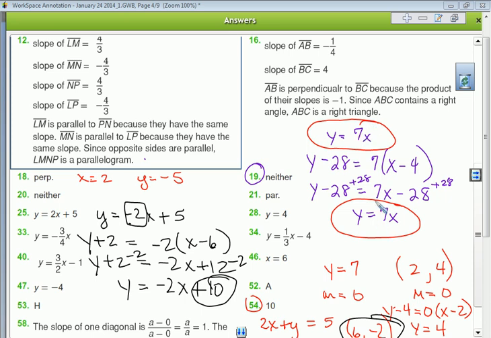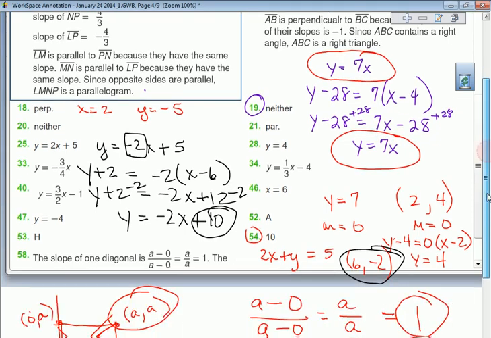These aren't parallel. We would call those coinciding lines. It's the exact same line. Parallel lines is when we have the same slope but different y-intercepts. It was a little tricky. I'll give you tricky.